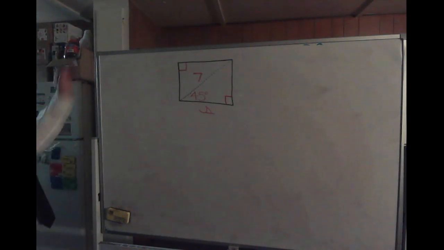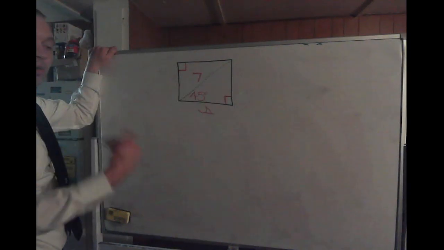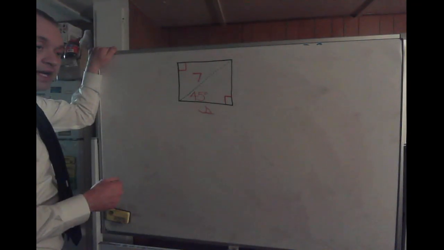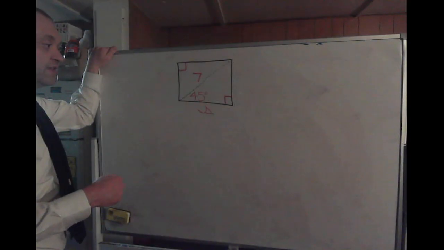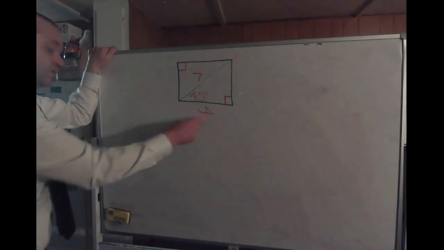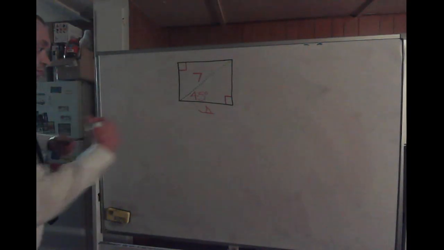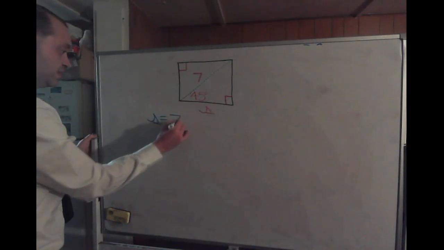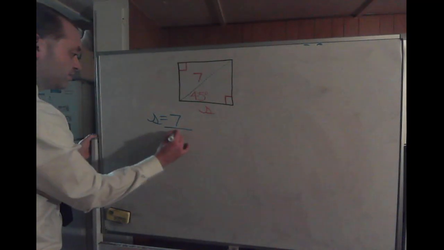Well, we know that the hypotenuse is the square root of 2 times the length of one of the sides of the right triangle, right? In a 45, 45, 90 right triangle. So that means the side itself would have to equal the length of the hypotenuse, which would be 7, divided by the square root of 2.